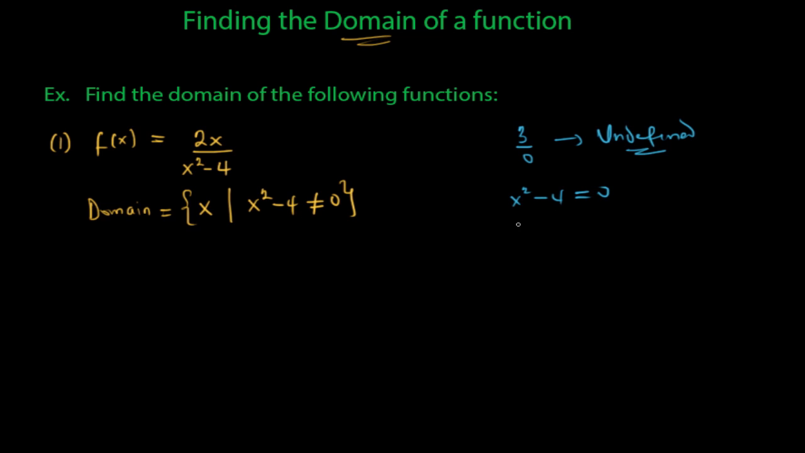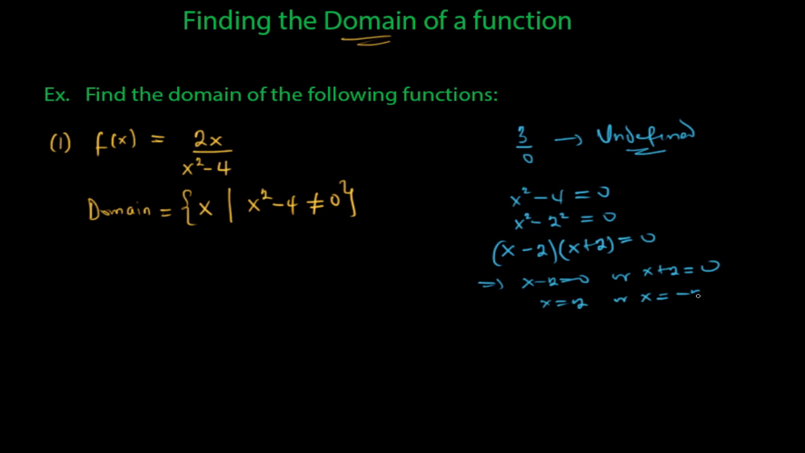Now to solve this, you observe this is x squared minus 2 squared equals 0. So this is a difference of two squares, which we've talked about in previous videos. This is going to be x minus 2, the difference, times the sum, x plus 2, equals 0. And when you multiply two things and you have 0, it implies that one of them must be 0. Either x minus 2 equals 0 or x plus 2 equals 0, and then x equals 2 or x equals negative 2.